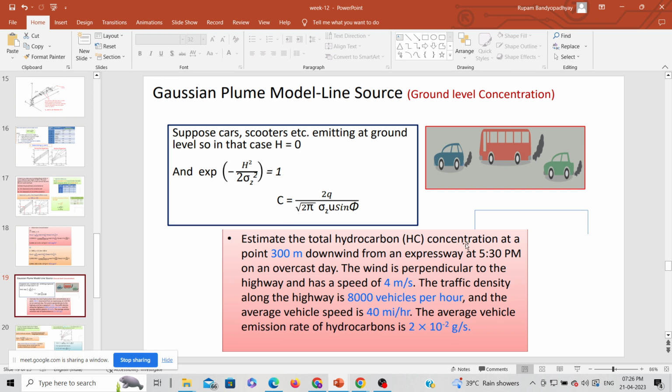So let's understand this with the help of a numerical. You have to estimate the total hydrocarbon concentration at a point 300 meters downwind from an expressway at 5:30 p.m. It's an overcast day. The wind is perpendicular to the highway and has a speed of 4 meters per second. The traffic density along the highway is 8,000 vehicles per hour. The average vehicle speed is 40 miles per hour. The average vehicle emission rate for hydrocarbon is this much.